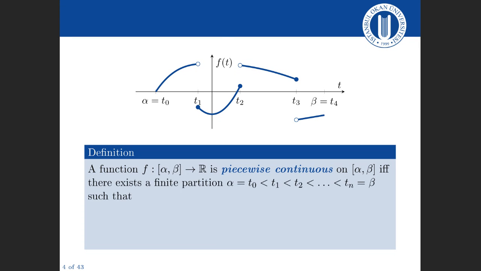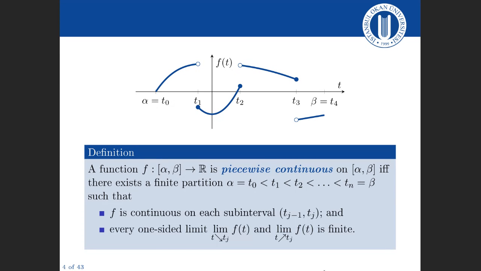a function f defined on the closed interval from alpha to beta is piecewise continuous on that closed interval if and only if there exists a finite partition of this closed interval, let's say t0, t1, t2, t3, t4, etc., where 2 rules are satisfied. On each one of these pieces, the function f is continuous, and at the end of each one of these pieces, all of the one-sided limits exist and are finite.